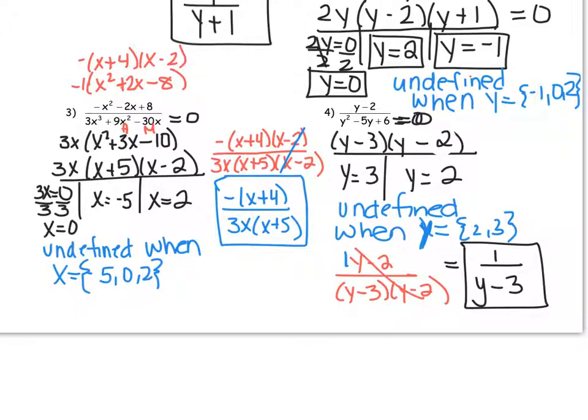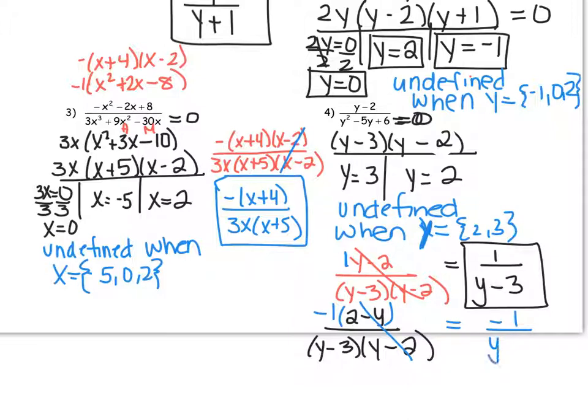Now, I kind of want to talk about a different scenario here. What if the problem said 2 minus y over y minus 3, y minus 2? You actually can still cancel this top out with this bottom, but because they're opposites, they divide out to a -1. So this answer would be -1 over y minus 3.